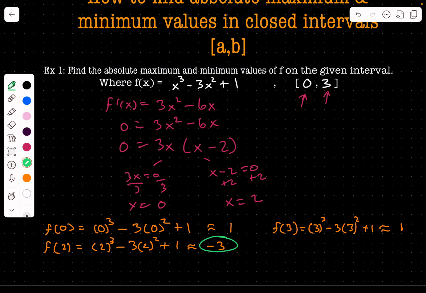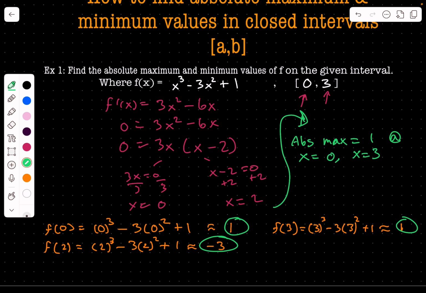So again, this is our min and this is our maxes. We actually have 2 maxes. So if you're given paper homework, we could write it as absolute max equals 1 at x equals 0 and x equals 3, because that's how we found these. It's like plugging in those x values.